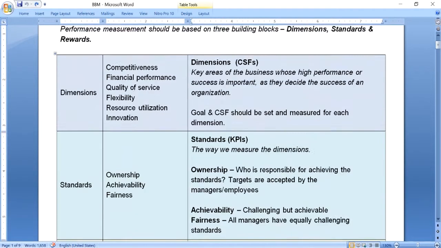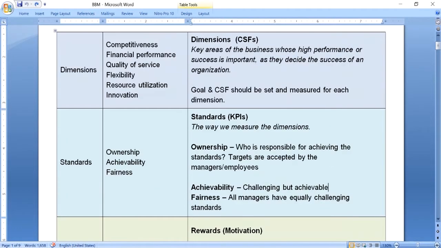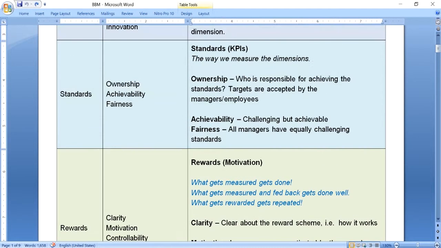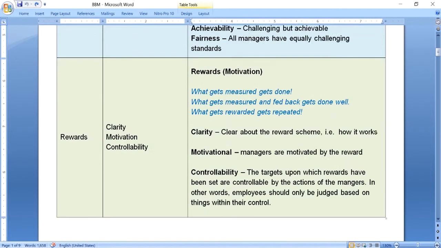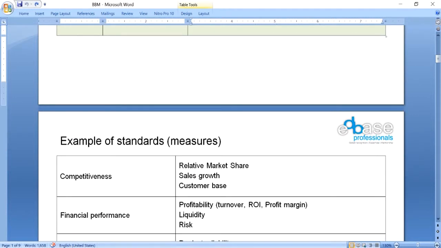Okay. Now that means the Fitzgerald and Moon building block model has 3 blocks. As I said, dimensions, these are the key areas that need to be managed very well. And how to manage those key areas, because you need to set standards, performance indicators. So that's why you have a standards block. And to motivate the employee, we need to give them rewards if they do well. So this is a very simple model, but this is very, very handy or very, very useful for the service sectors.